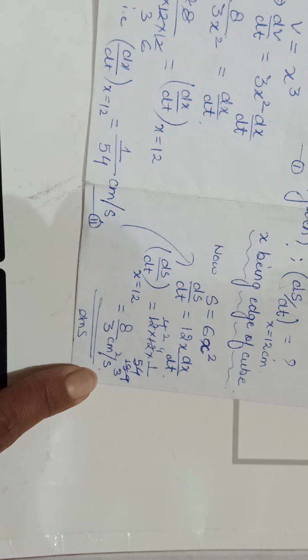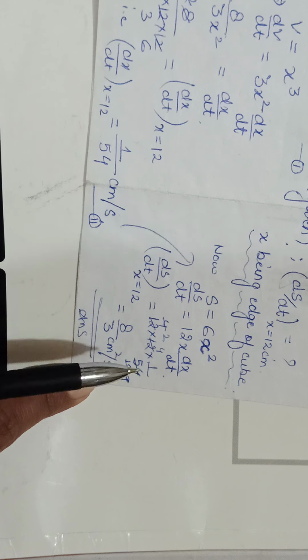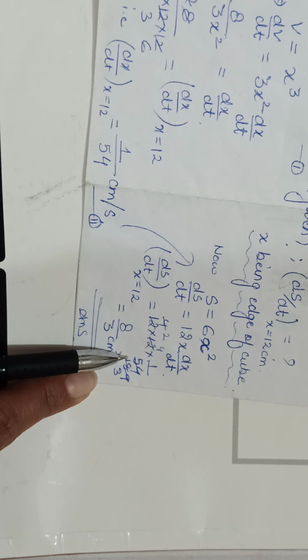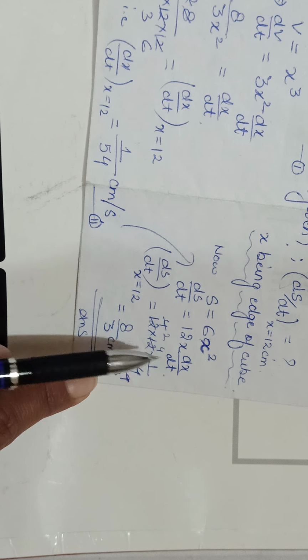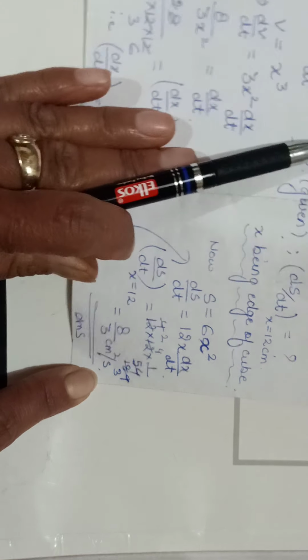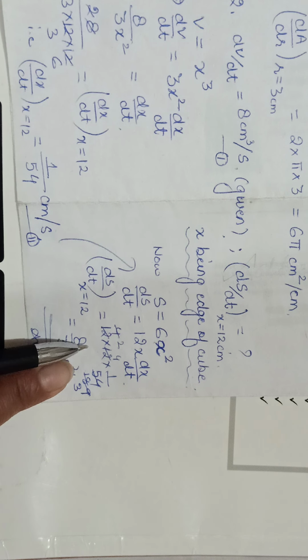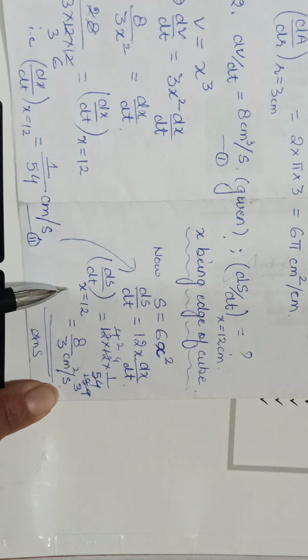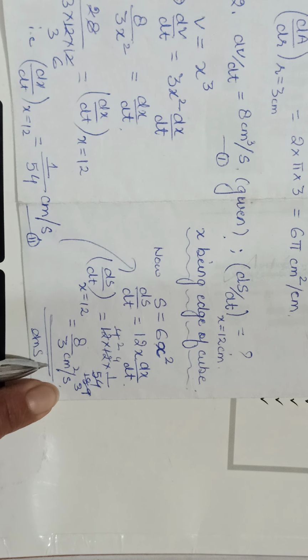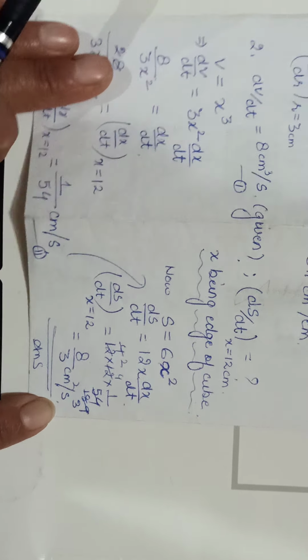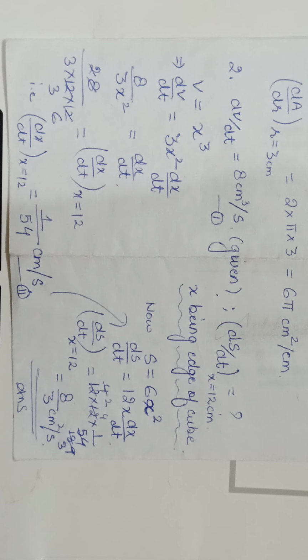Now dx by dt was already evaluated out here. So that value you will put here. Right? x was already told to you. The question was like that. Find this when x is 12. So you put that value here, calculate it. So you get your ds by dt at x is equal to 12 as 8/3. It was surface area, so unit has to be centimeter square per second. Clear? Okay, I'll take a few more questions.